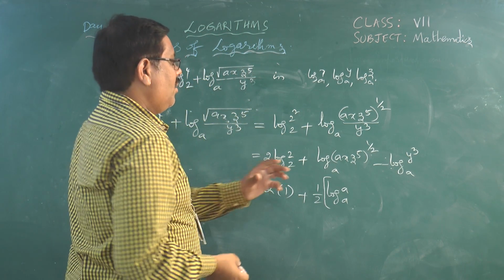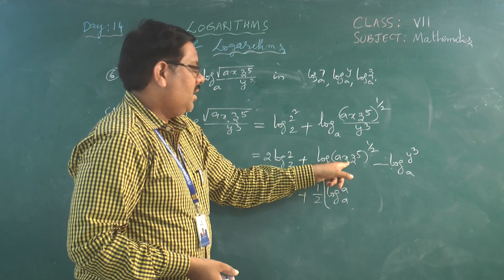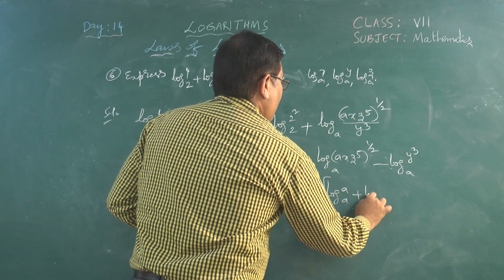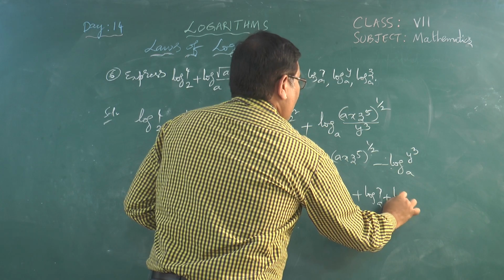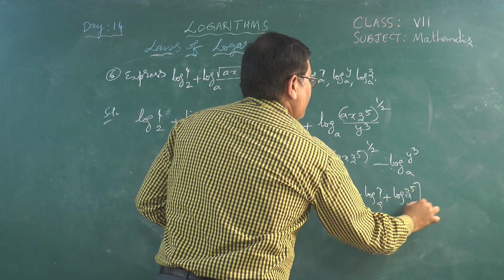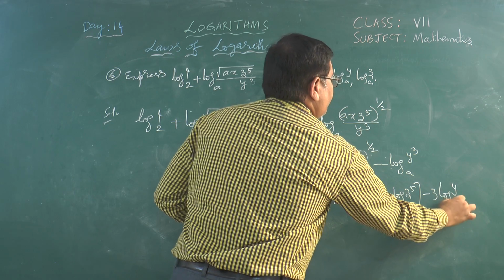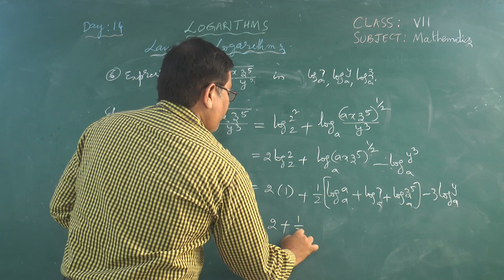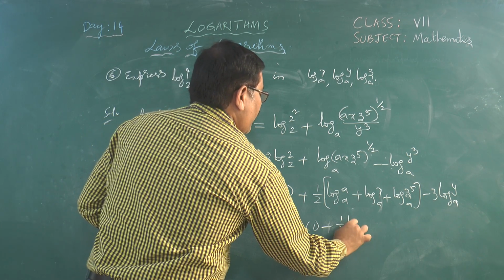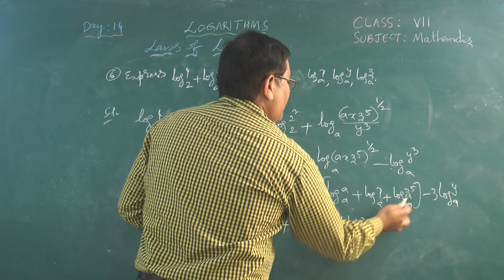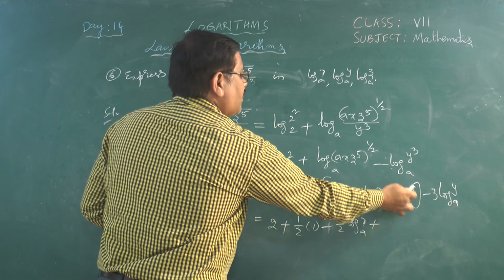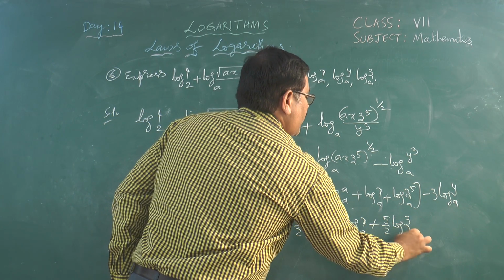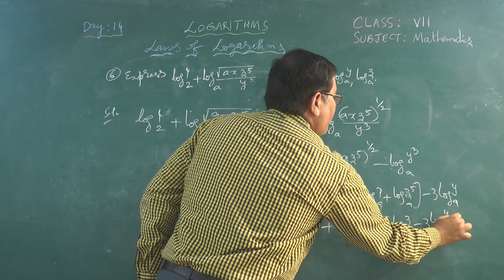Okay, here I will apply both the laws simultaneously. Here power law as well as here product law, both we can apply simultaneously. Then we have plus log x base a plus log z power 5 to the base a minus 3 log y to the base a. That is otherwise 2 plus 1 by 2 times log a to the base a, that is 1. 1 by 2 times 1 plus 1 by 2 log x to the base a plus here log z power 5 to the base a will become 5 log z to the base a. 5 times 1 by 2, that is 5 by 2 log z to the base a minus 3 log y to the base a.